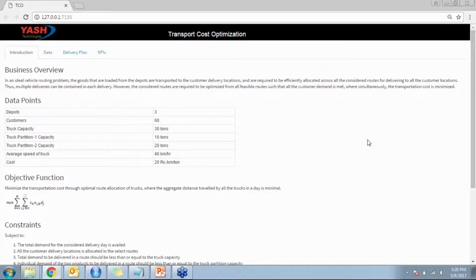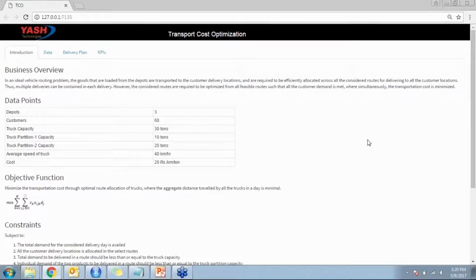So the whole idea behind the platform that has been developed here is to analyze multiple possible routes in a particular scenario and identify the most optimal route in terms of cost as well as distance. So that is the overall business overview and how the approach has been developed at a very broad level.